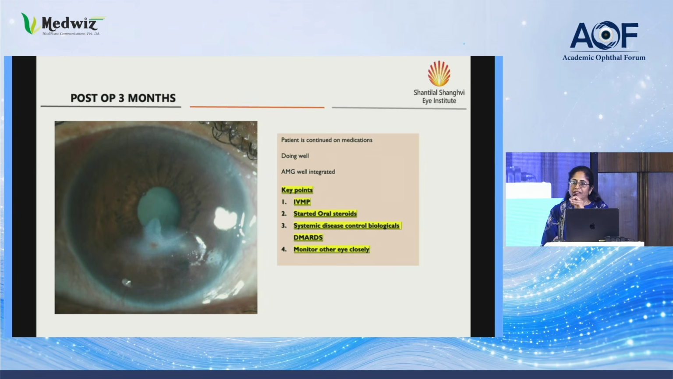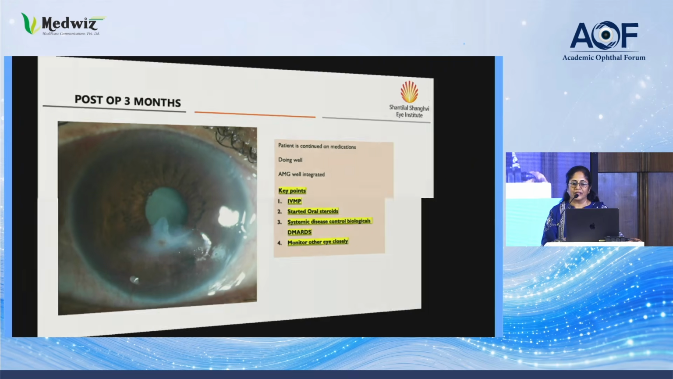And we have to monitor the other eye closely because you never know when the other eye can go downhill. So the tips here are, of course, manage the acute emergency in front of you, but also don't neglect to manage the systemic part that the patient has.